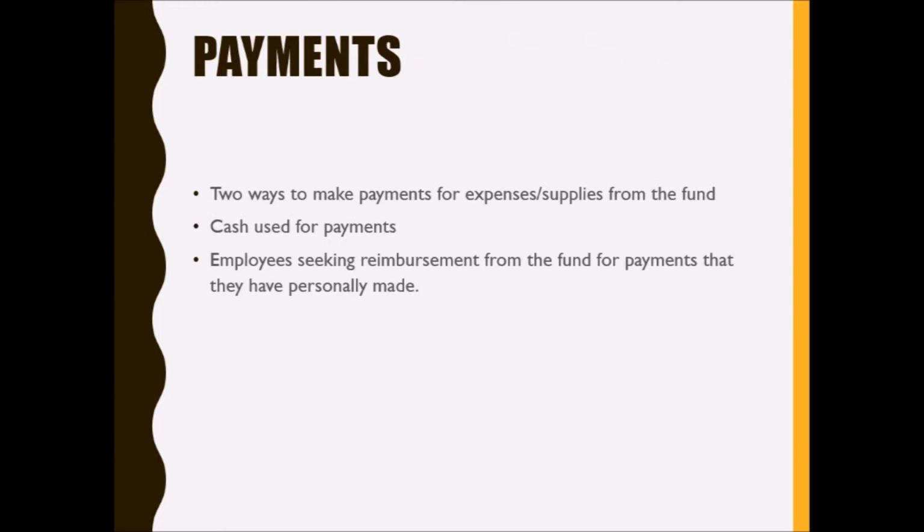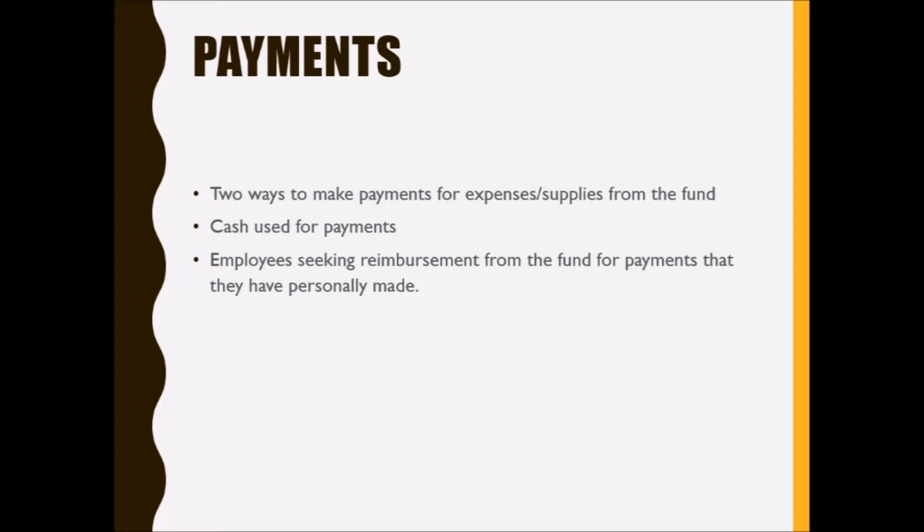Now that Simon has established the fund, he can make payments. The two payments include paying cash directly towards the expenses or payments to employees who seek reimbursement from the fund for payments that they have personally made. In either case, the custodian, which would be the manager for Simon, would keep the receipts because entries are only made when establishing and replenishing the fund. Thus, keeping them is to minimize the error.